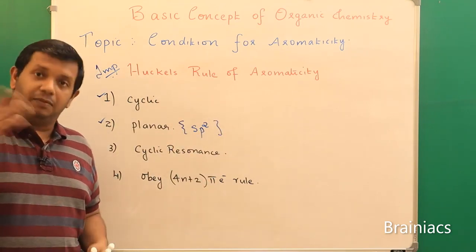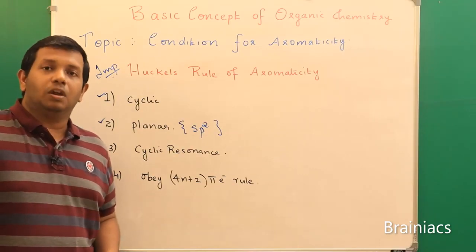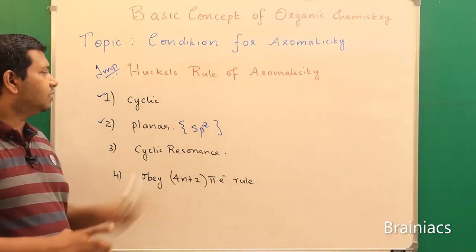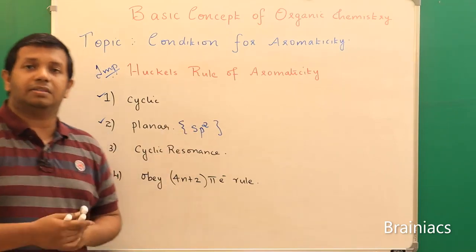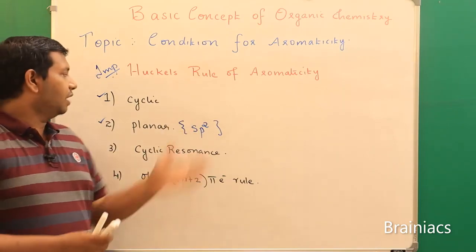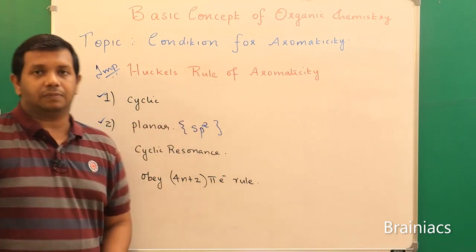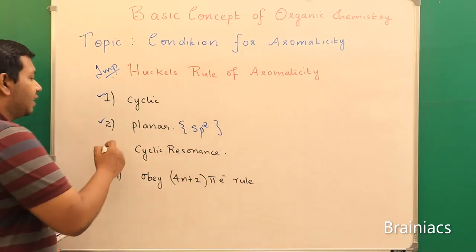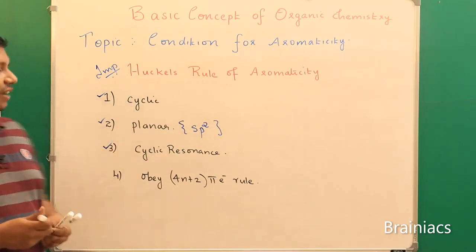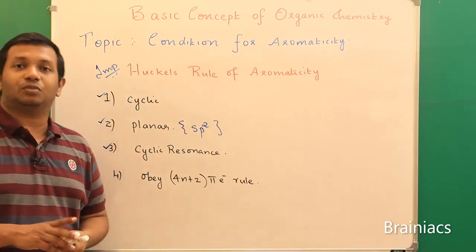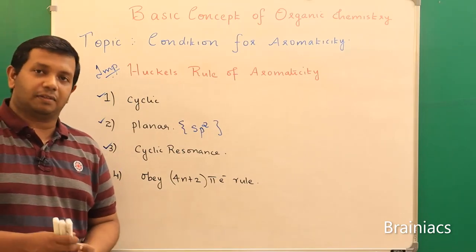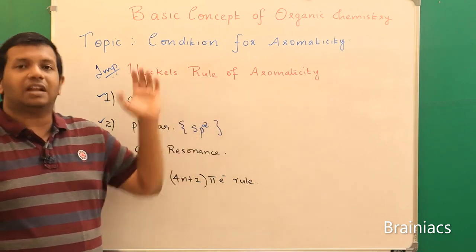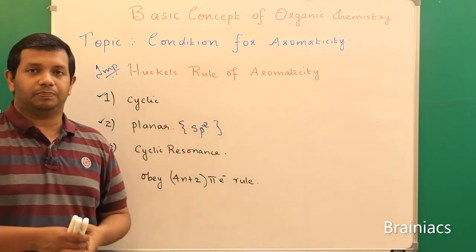How do you know that? I will teach you in the chapter, or my colleague will teach you in the chapter chemical bonding. So meanwhile, you just understand if you have sp2 hybridization for the carbon atoms, then we say it is planar. Okay, next condition, it should have cyclic resonance. So here a big topic is coming into the picture, resonance. Right now I will teach you how to say whether a compound has resonance or not.